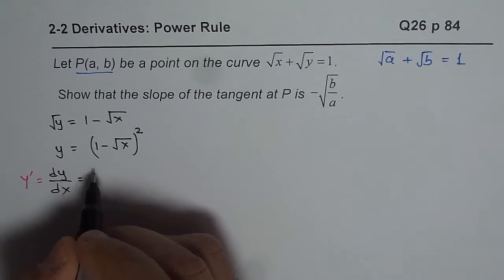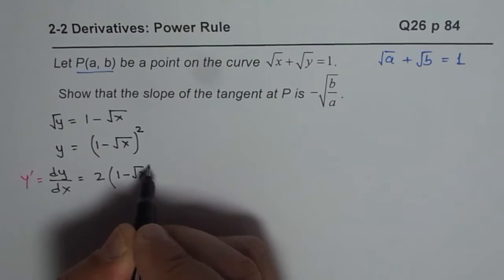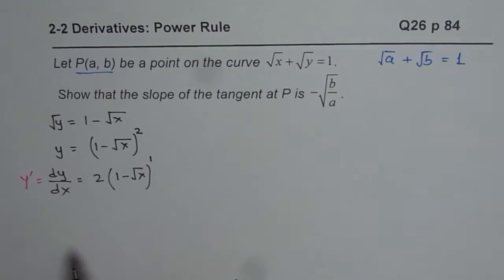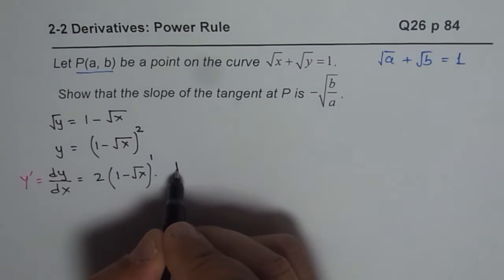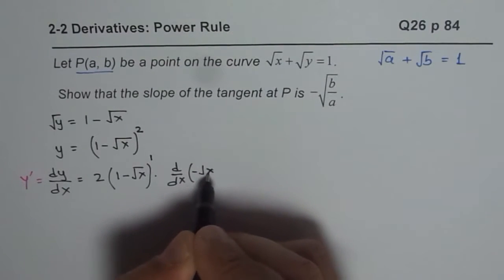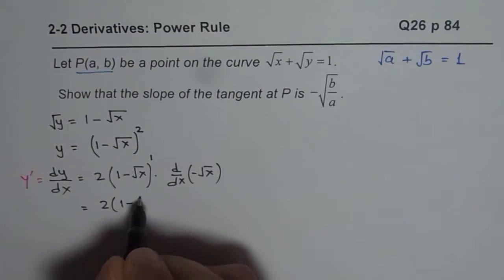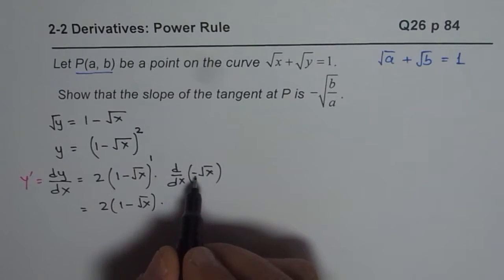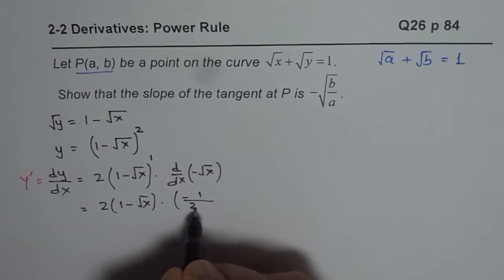So we get 2 times all this, which is (1 minus square root of x) to the power of 2 minus 1, which is 1. I'm just writing 1, we should not be writing it, times the derivative of the inside terms. So times d/dx of minus square root of x. Is that okay? So let's continue with this. So we get 2 times (1 minus square root of x). Now the derivative of this is minus, right? It is, let me write here in brackets, minus 1 over 2 square root of x, correct?